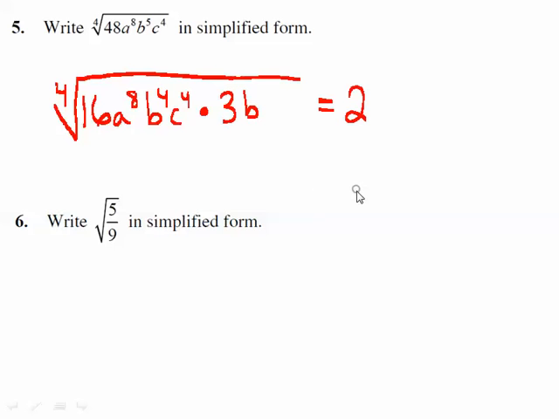Don't forget it's a fourth root, so that means it's going to be a 2. And again, these are all divisors now. So 8 divided by 4, 2. 4 divided by 4. 4 divided by 4 again. And the leftover.